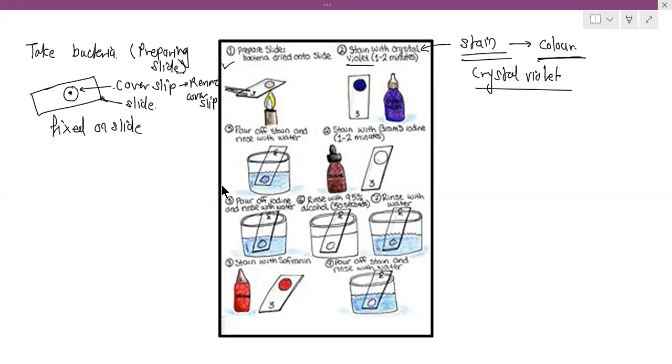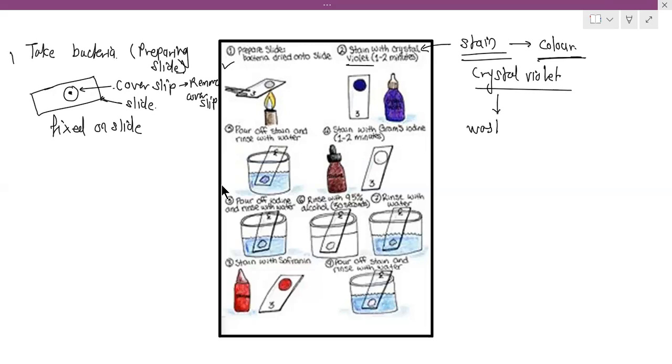Then I rinse my slide with water. But I must not rinse it under the tap, otherwise the bacteria will go away. I take a little water in a beaker and gently wave my slide inside it, so the extra color goes away. Then make the slide dry again. Wash away the extra color.